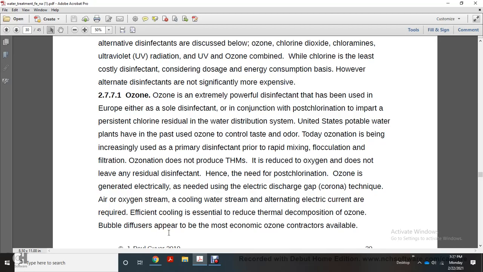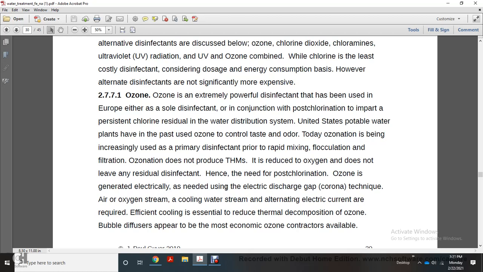Ozone is an extremely powerful disinfectant. It has been used in Europe either as a sole disinfectant or in conjunction with post-chlorination to provide a persistent chlorine residual in the water distribution system. In the United States, potable water plants have been slow to adopt ozone because of cost, control, taste, and odor concerns. Ozonation is being increasingly used for primary disinfection prior to rapid mixing, flocculation, and filtration. Ozonation does not produce trihalomethanes. It increases the oxygen but does not leave any residual disinfectant, hence the need for post-chlorination.